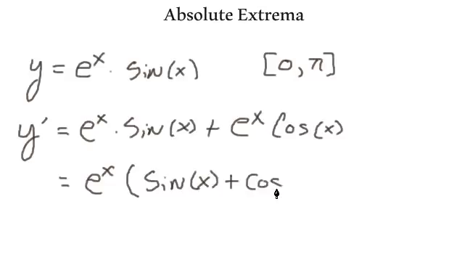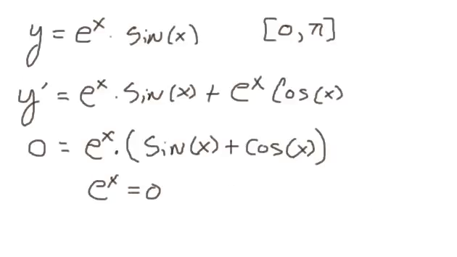plus cosine x. And now I'm just going to go ahead and set it equal to 0 right there, right? And so we're going to take both of these factors and set them equal to 0. e to the x, set that equal to 0. Is there anything I can plug in for x here so that we get 0? And no. So no critical numbers going on there. So we can forget that.